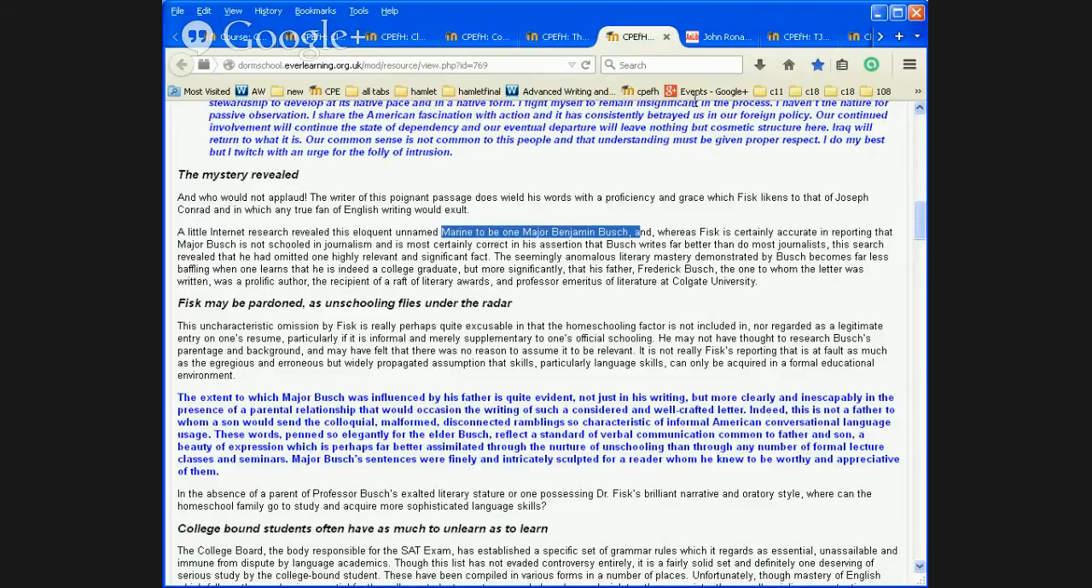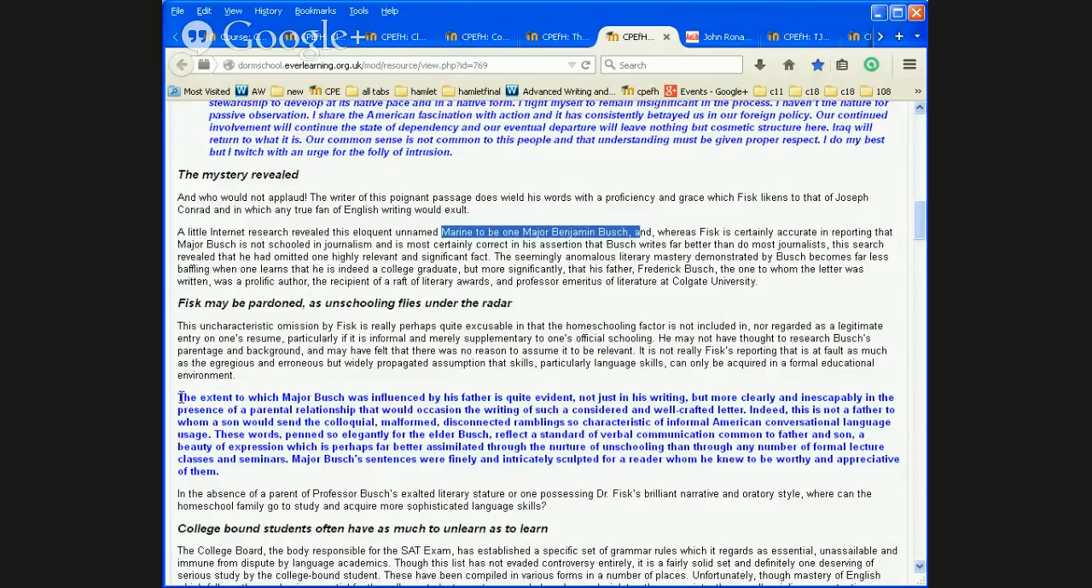Okay, so what did Fisk miss? Homeschooling. Well, he may not have been homeschooled, but you don't write to a father like that without giving due thought to the words that you're using.